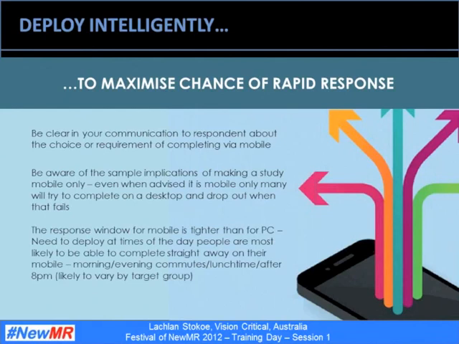The response window for mobile is tighter than what it is for PC. So you need to deploy at times of the day when people are most likely to be able to complete straight away or pretty quickly soon after receiving the email. This is going to vary by the target group you're looking to reach. It might be morning or evening commutes or lunchtimes for office workers, after 8 p.m. for busy mothers, for example. And it may mean that you have to end up splitting your deployment into multiple, specially filtered deployments to reach different targets at different times of the day.